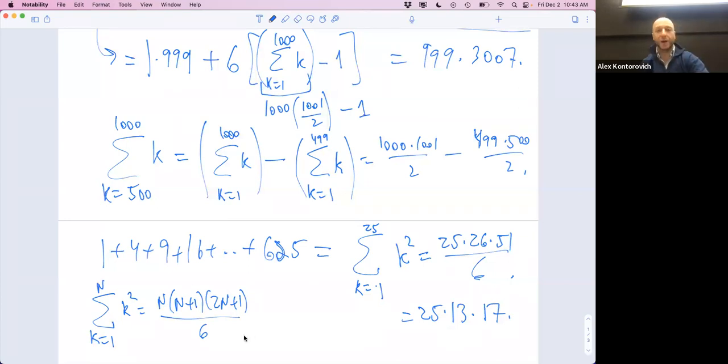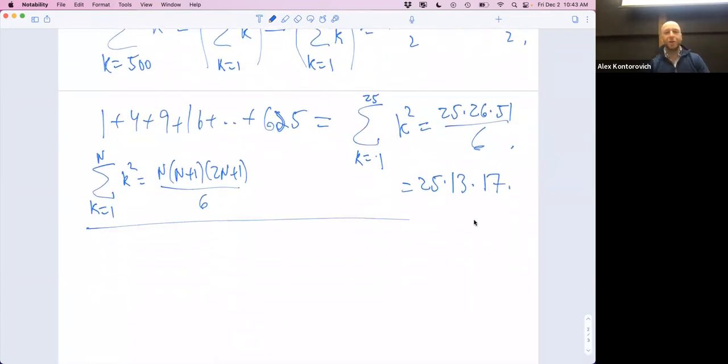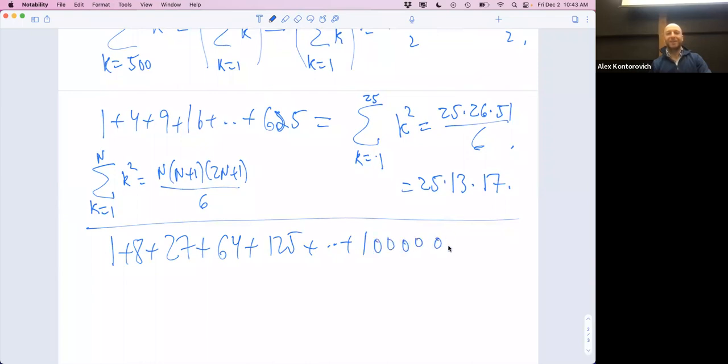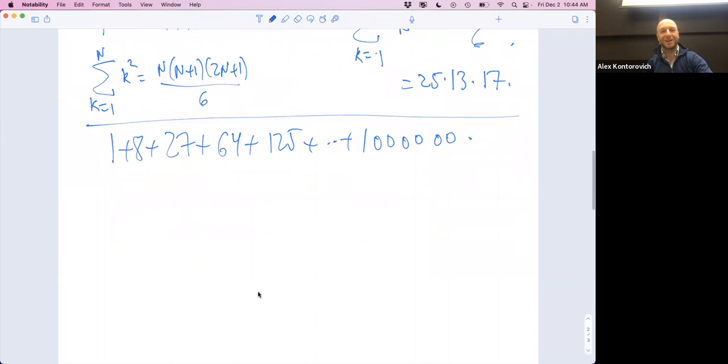Okay, we know how to add squares. We know how to add cubes. 1 plus 8 plus 27 plus 64 plus 125 plus, what do I know is a cube? I know what 100 cubed is. It's easy to cube 100. That's the only other cube I think I know. So if I added all the cubes from 1 to 100, what would it be? So let me show you this. This is kind of fun.